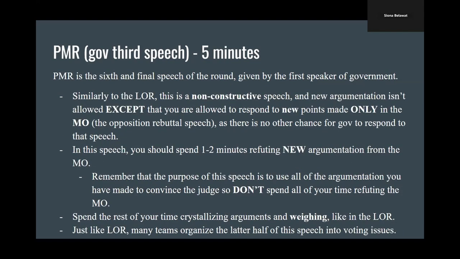And here's the last speech of the round. It's 5 minutes. It's the government third speech given by the first speaker of the Gov. Similar to the LOR, this is a non-constructive speech and new argumentation is not allowed, except that you are allowed to respond to new points made only in the MO, as there is no other chance for the Gov to respond to that speech.